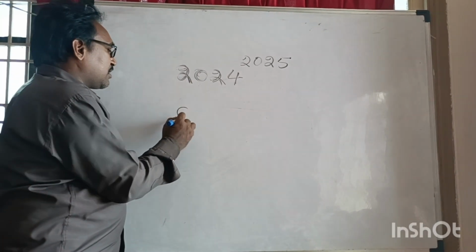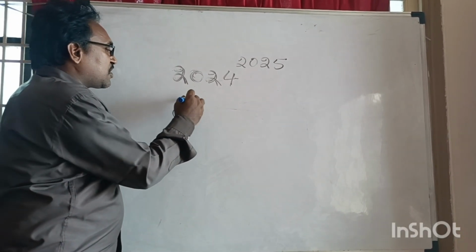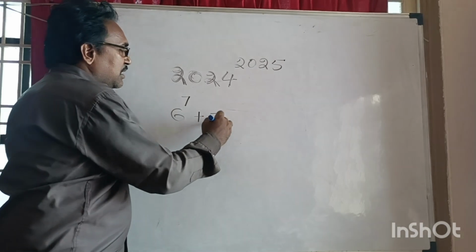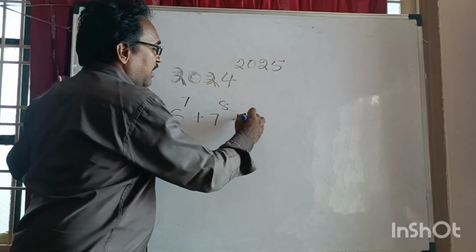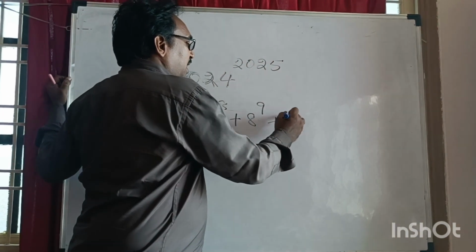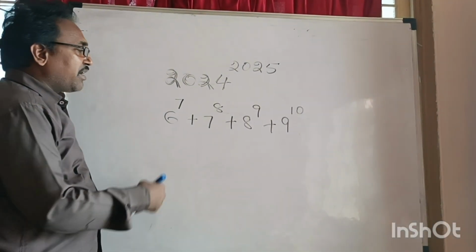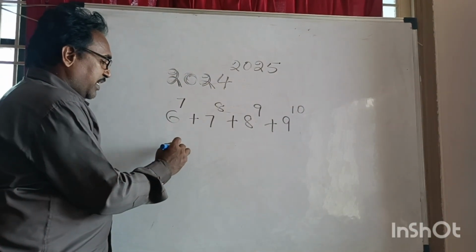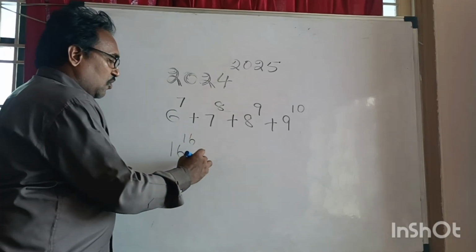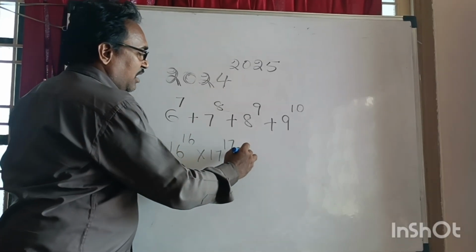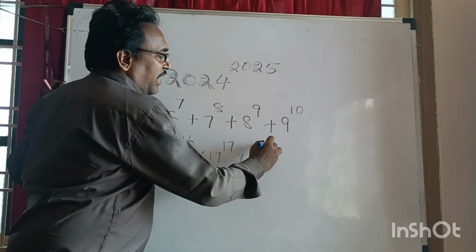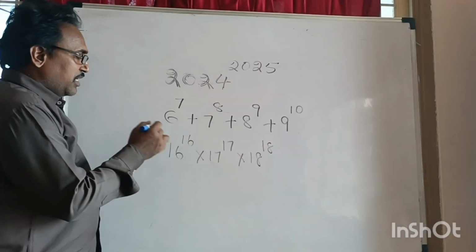Sometimes they'll ask like this. What is the units digit of 6 to the power of 7 plus 7 to the power of 8 plus 8 to the power of 9 plus 9 to the power of 10? What will be the units digit? Or it can be a product also. 16 to the power of 16 into 17 to the power of 17 into 18 to the power of 18. What is the units digit of this product?